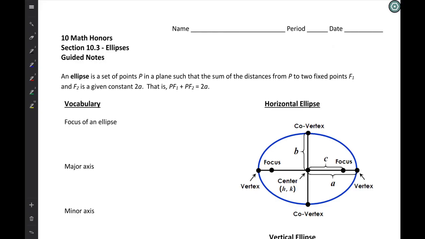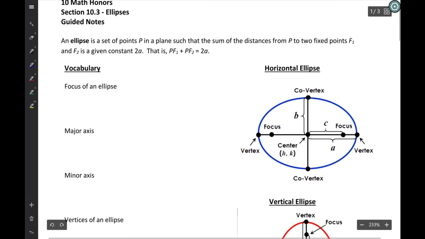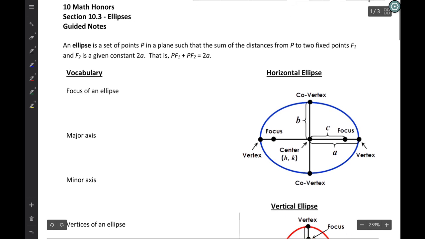Okay, welcome back. That was riveting, wasn't it? Alright, before we do anything else, I want to talk about some vocabulary, and there's some pictures over here. Look at those pictures, they're amazing.